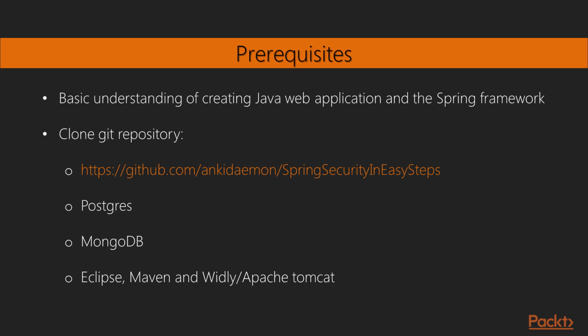As a database, we would be using Postgres to make the JDBC connection. As a NoSQL database, we would be using MongoDB. We would need Eclipse as an IDE, Maven as a builder, and Wildfly or Apache Tomcat as a server. I would be using Wildfly in this course. If you have Apache Tomcat, you can use that too.